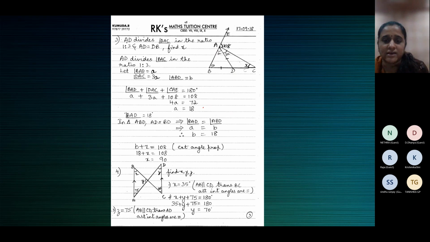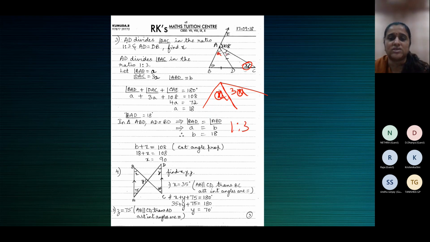You can see the angle. This is angle BAC. Now AD is here like this. This line segment AD divides this full angle in the ratio 1:3. So if you call this one X, this will be 3X. But since X is already used in the question, I've called this A. If this is A, this is 3A, because the ratio is 1:3.